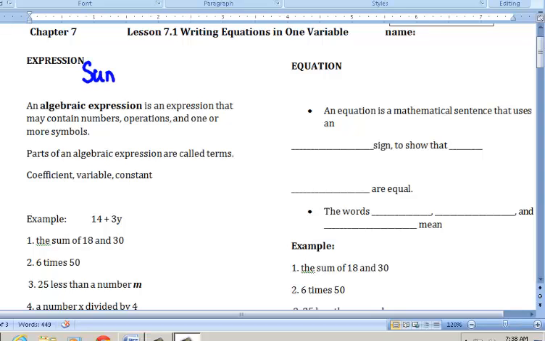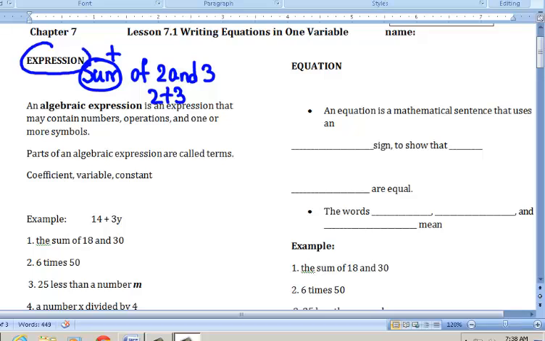of the problems given was, for example, sum of 2 and 3, and then you had written sum means addition, so you said 2 plus 3. This is an expression. And just for a quick recap, an algebraic expression is something that has numbers, operations, so this has numbers, operations, which is this, and one or more symbols.